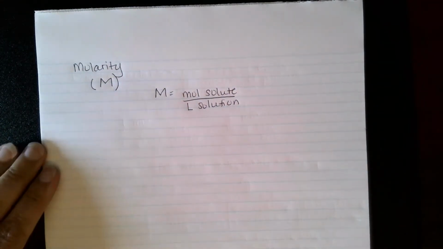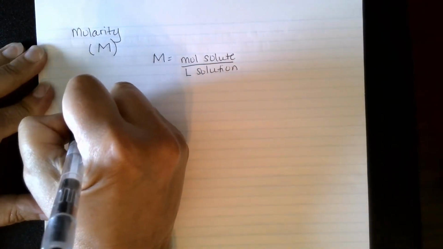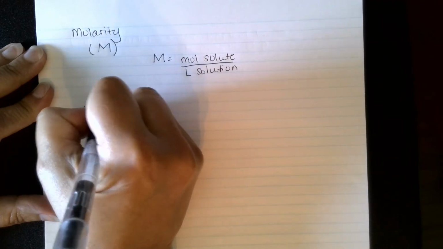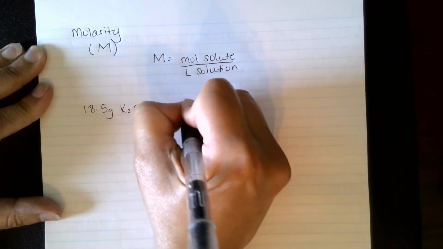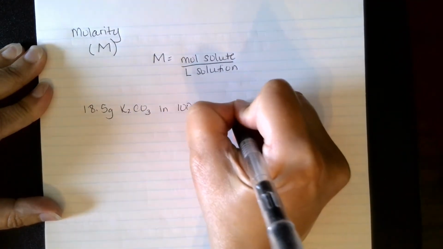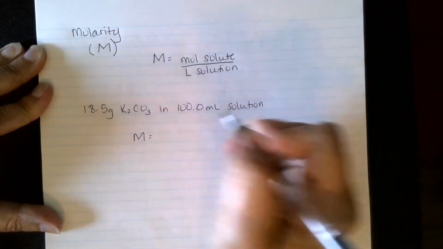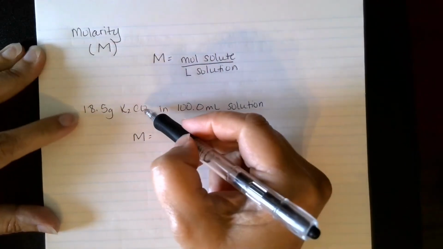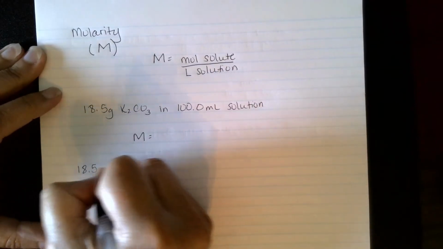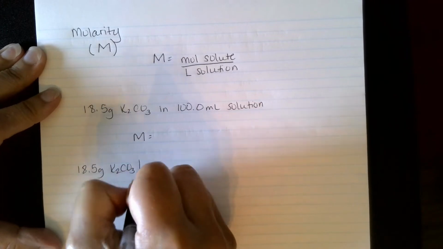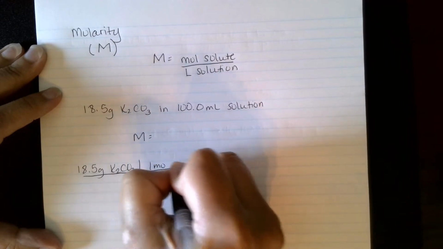So first we're going to just do a calculation where we're going to find the molarity. So I have in this one 18.5 grams of potassium carbonate and 100 milliliters of solution. So if I wanted to calculate the molarity, I have to find my moles. Well, right now I have grams. So 18.5 grams of K2CO3. And if I want to find moles, I'm going to need my molar mass.